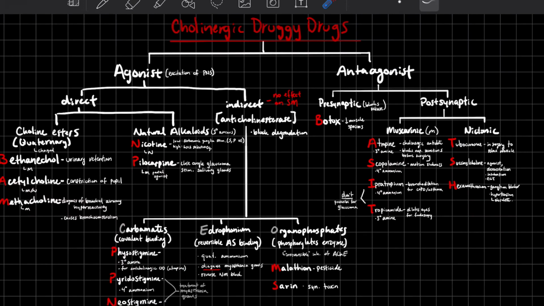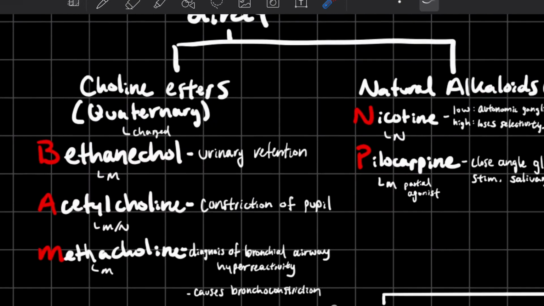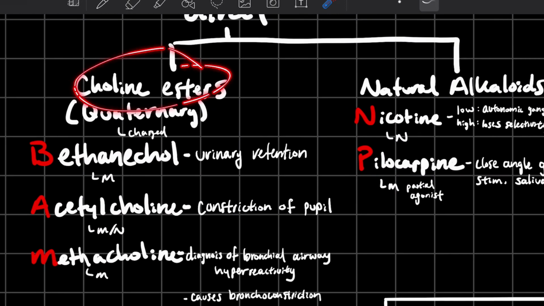All right, so now I have a more consolidated and neat version of the cholinergic drugs. And you can see here that they all have different functions. So let's just go over them real quick. Remember, we were talking about choline esters a little bit before, and it's going to be your bethanechol, and your bethanechol is going to be a muscarinic receptor agonist, and it's going to result in urinary retention. Your acetylcholine is mainly used in constricting your pupil.